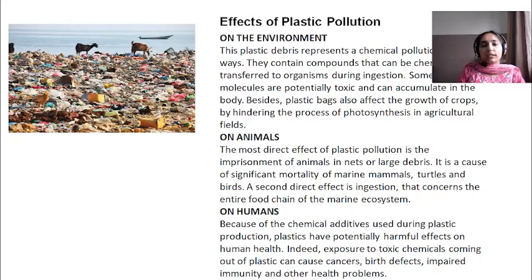The chemicals released by means of plastic are transferred to different types of organisms, and some of these molecules are so toxic that they accumulate in the body. Besides that, plastic bags also affect the growth of crops by hindering the process of photosynthesis in agricultural fields. When plastic waste is transferred to the agricultural field, the growth of the crops suffers. We can say that the infertility of land may also increase, hindering photosynthesis, which may lead to the loss of fertilization.